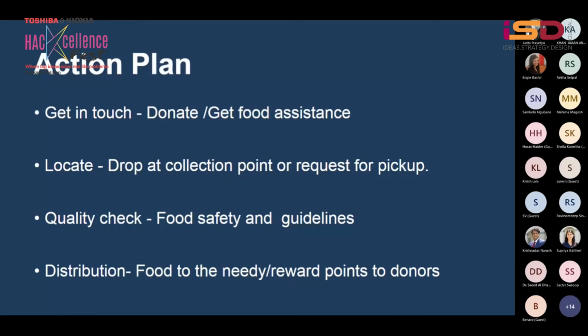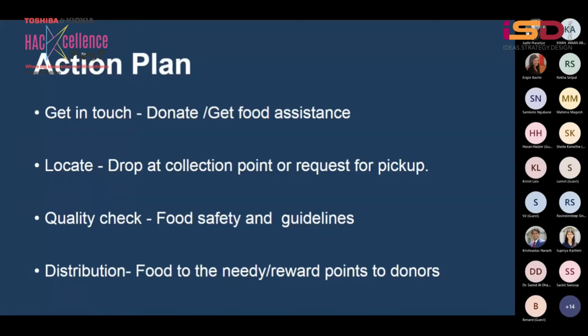Quality check. Food safety and guidelines as per Dubai Municipality. Distribution, the most important step. The food is collected from the collection point and is distributed to the needy. Meanwhile, reward points are given to the donors as a token of appreciation.